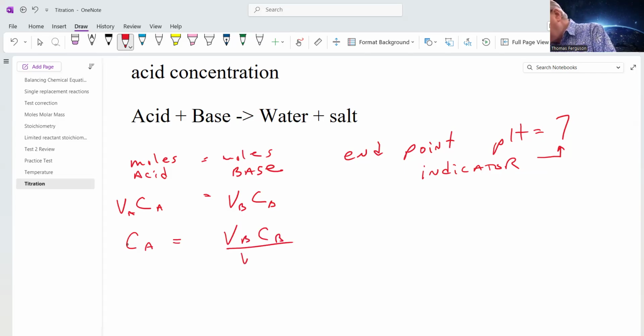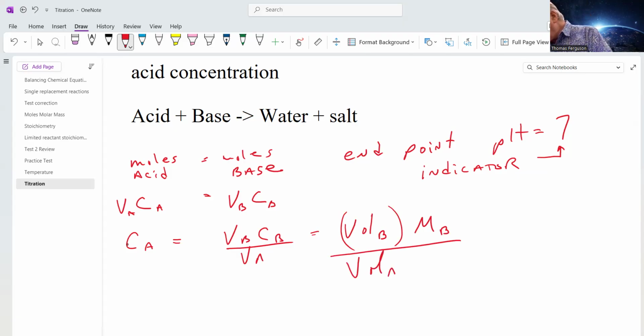So when we solve for Ca, we get the volume of the base times the concentration of the base, over the volume of the acid. That'll equal the concentration, and that's the concentration of the acid. 99% of the problems you're going to do are calculating unknown concentrations of acids.